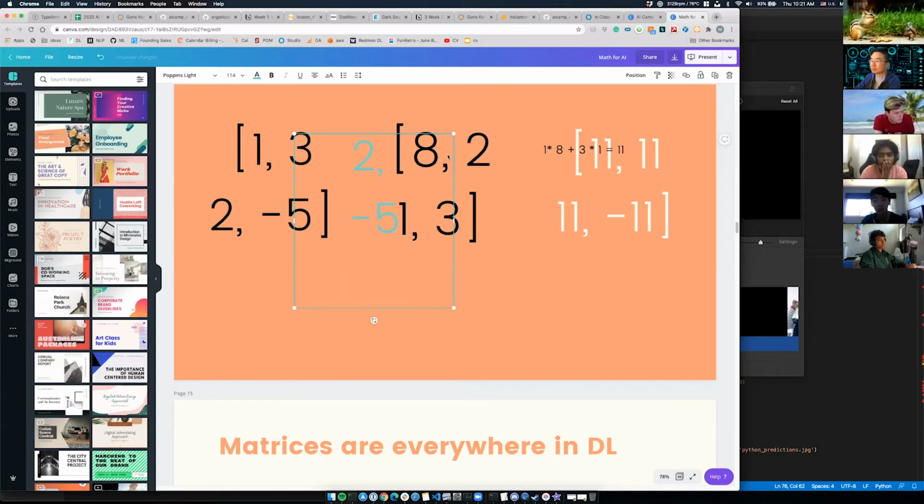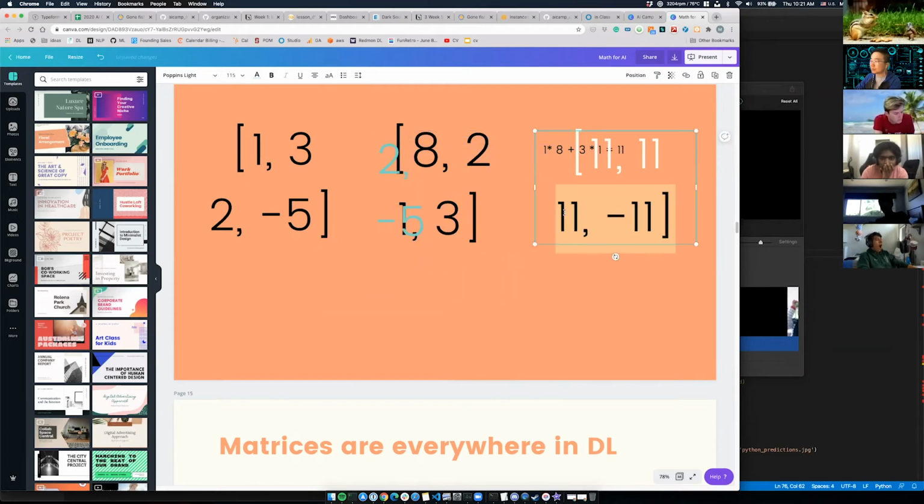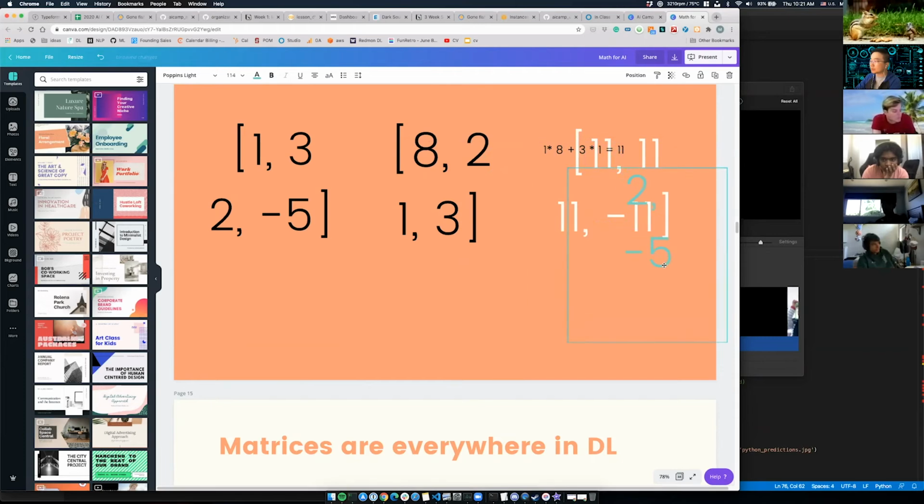And you have 2 times 8, that's 16, minus 5. So that gives you 11, which is this first 11 here, right? And then you do the second row, right? So that's 2 times 2, go to 4, minus 15, so that's minus 11. That's this guy. You got it? Pretty simple, right? Not that confusing.